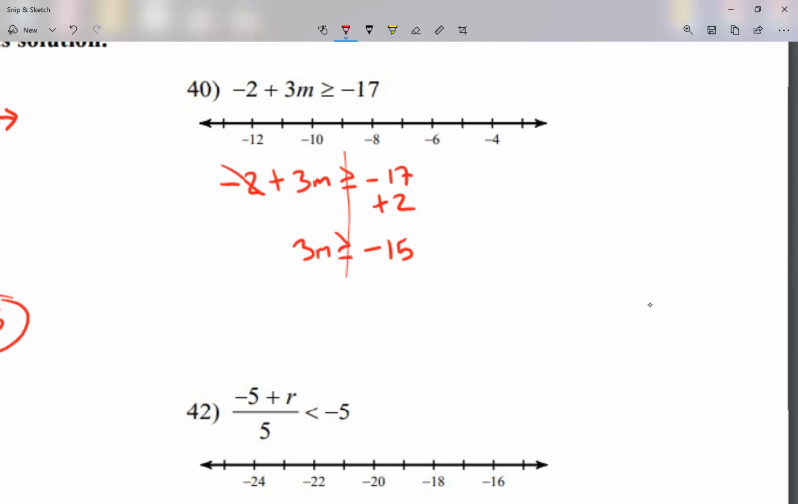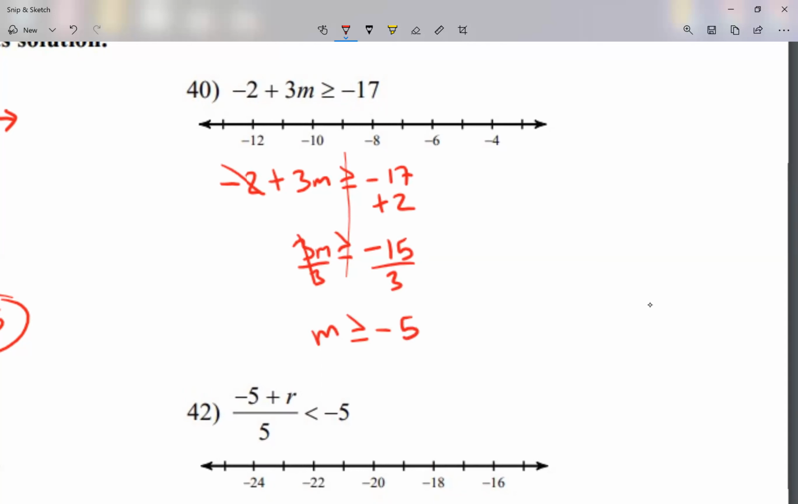The signs were different, so I subtracted my values, 17 minus 2, and I kept the sign of the larger number. Okay, now let me divide by 3, because that's the number in front of m. So m is greater than or equal to negative 5.